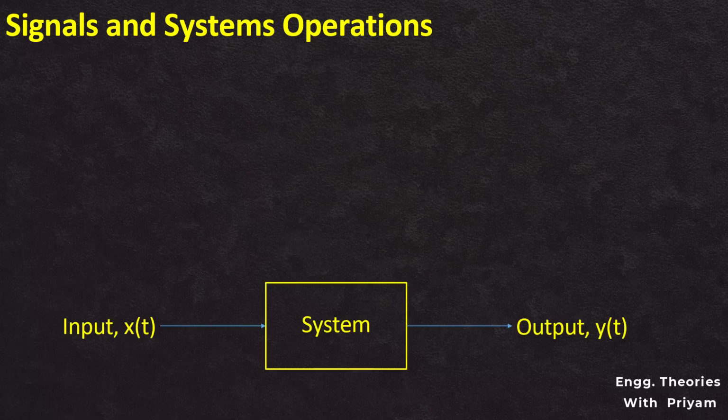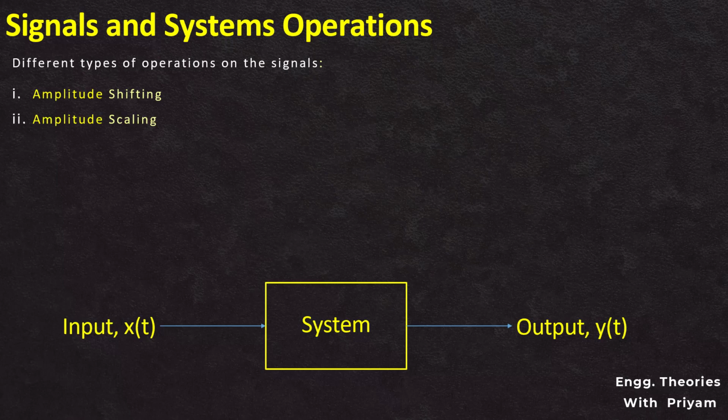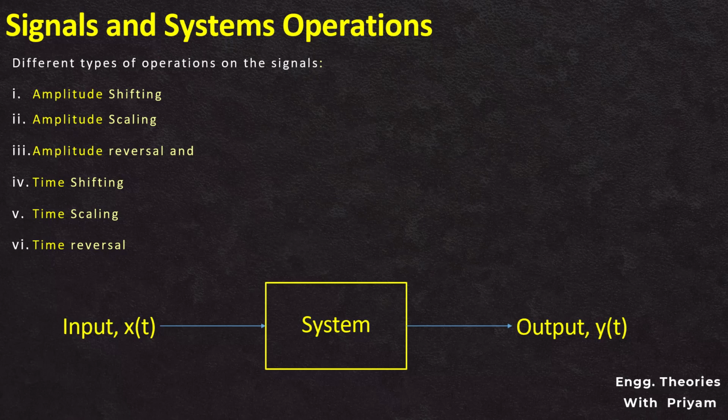We have already seen different types of operation on the signals. They can be listed as amplitude shifting, amplitude scaling, amplitude reversal, time shifting, time scaling, and time reversal. We have seen this operation in details in the previous lecture. In today's lecture, we will see every one of those operations on the signal without going into the details. In other words, we will just see how first we can perform all these operations on a signal.